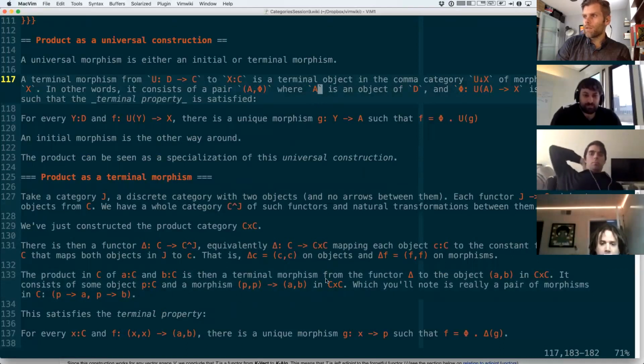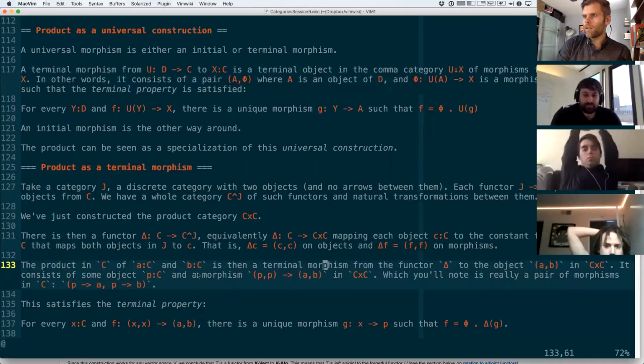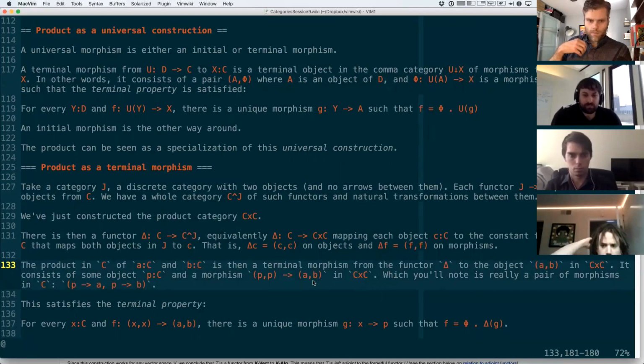So all I'm doing is substituting equals for equals here, and I get that it's going to be some object. It's going to be a pair, like A and phi, where our A is then the product P, and there's going to be a morphism from the pair of P with itself, so in the product category, to A and B, also in the product category. Right? And you'll note that that is really a pair of morphisms in C, right, by the definition of the product category.